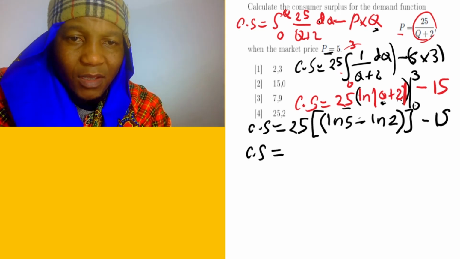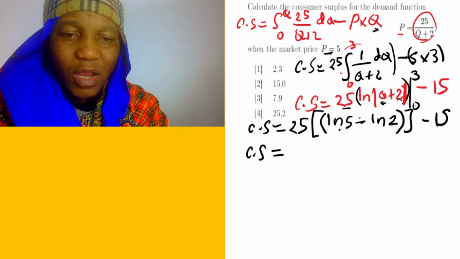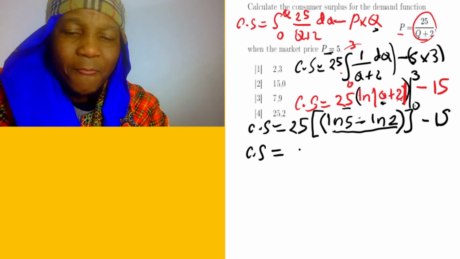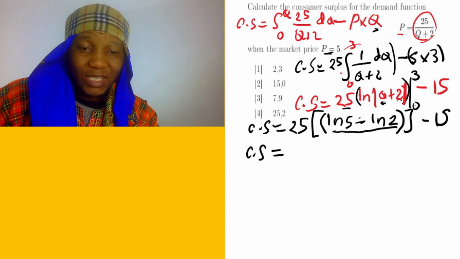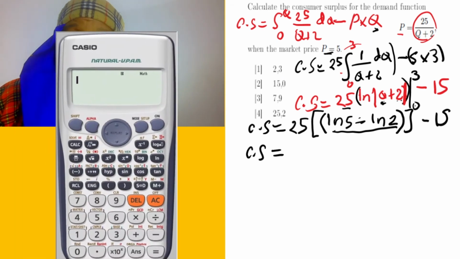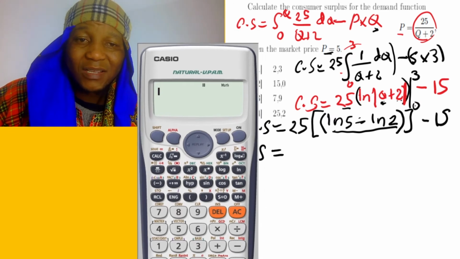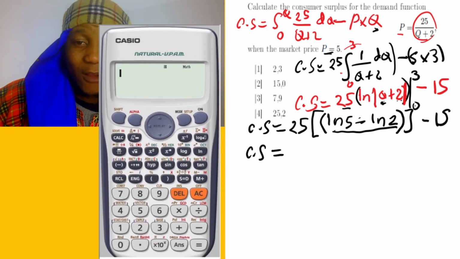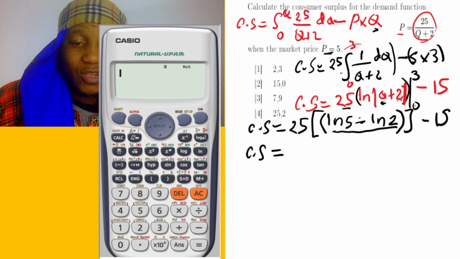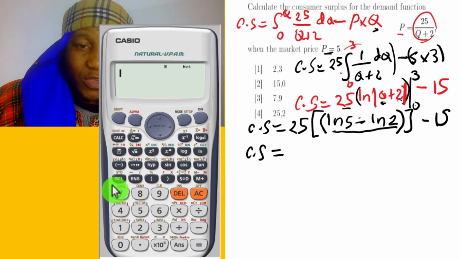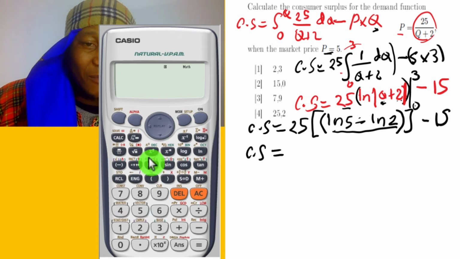And then you're going to say consumer surplus equals, plug this in the calculator. Let me show you how to plug it in the calculator, so you know. So we're going to say 25. Now let's start first with ln of 5 minus ln of 2.